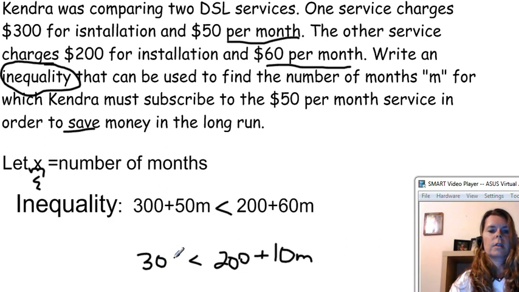If you're doing this at home, you should get that your number of months here, once you subtract 200, you get 100 divided by 10 is 10. So you should get the months is greater than 10 months.